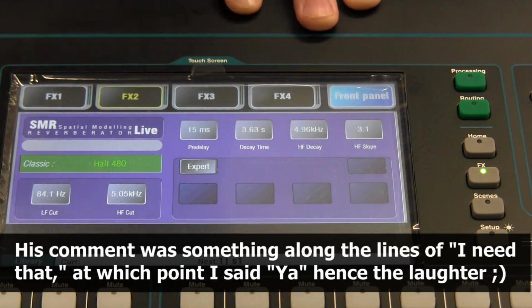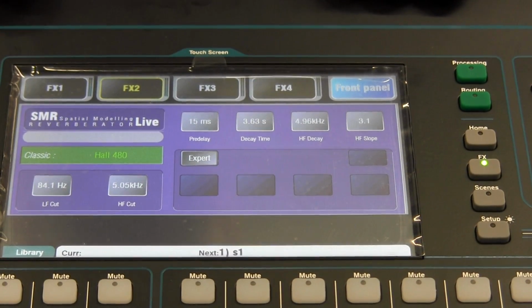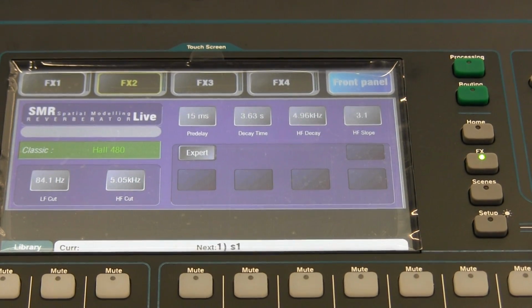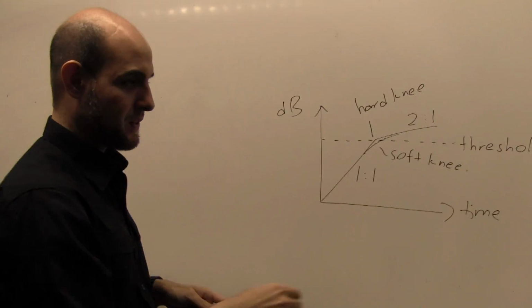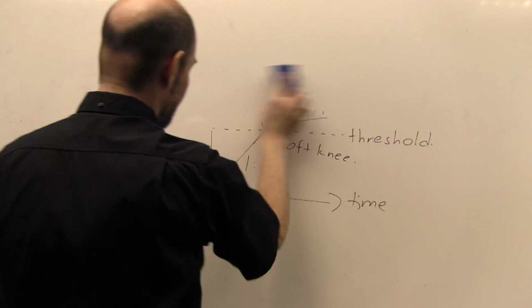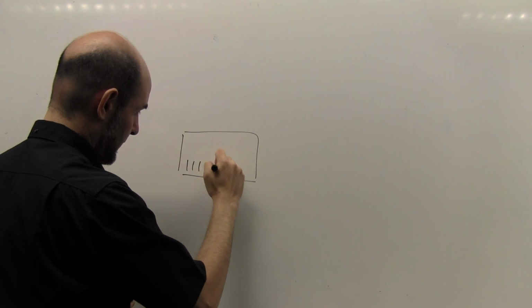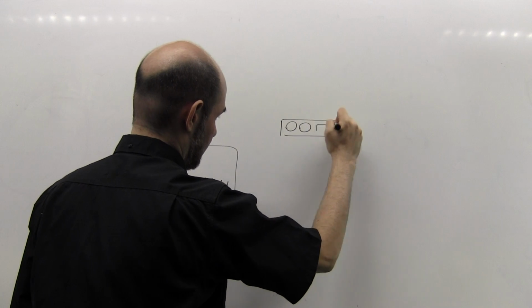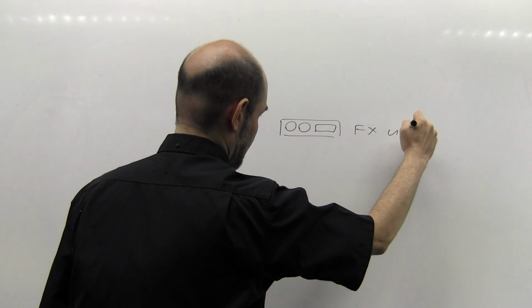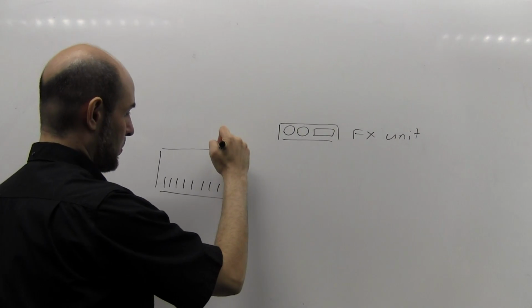Now this is all customizable, okay? But I'll just use FX2 to show you. So in the old days, what you would do is you had your console, and then you had your FX unit.